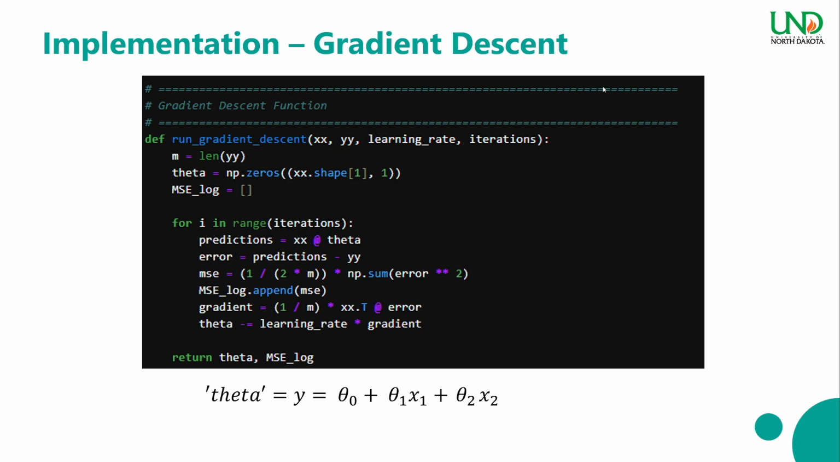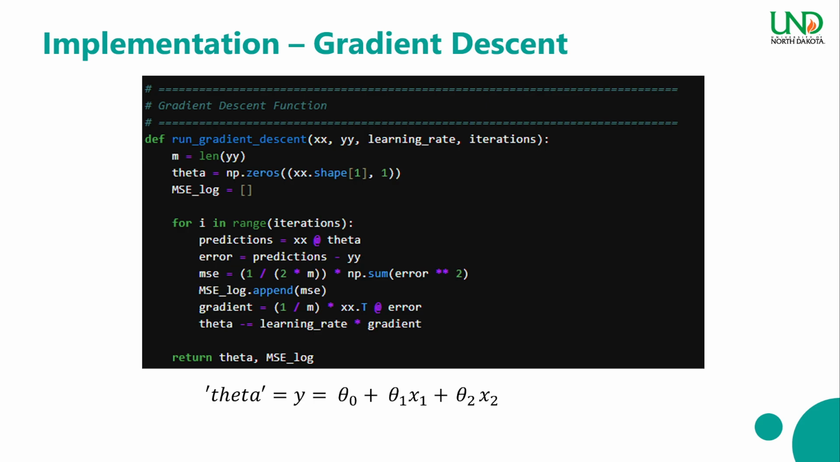So this slide represents the core multiple linear regression model, the gradient descent function, which iteratively optimizes the model parameters, or theta values, to minimize the error in predictions. The reason why I call it theta is because of convention and not out of any sense of creativity.